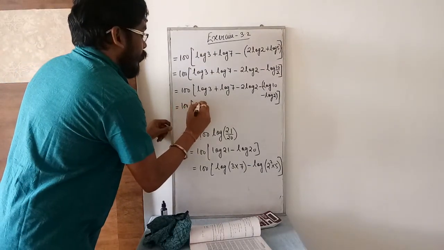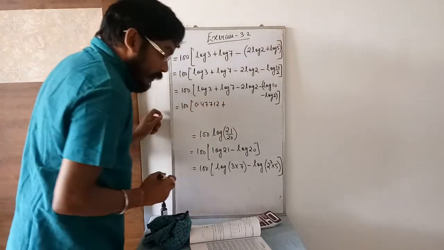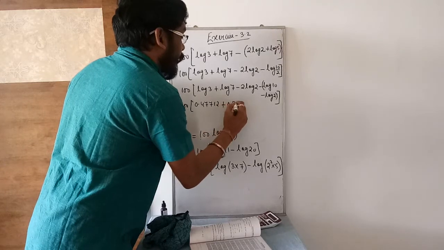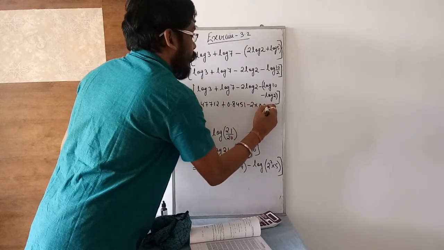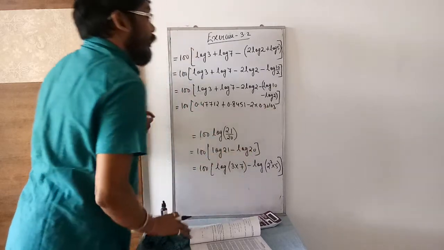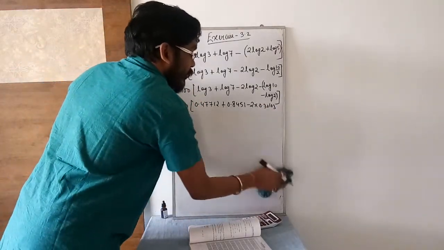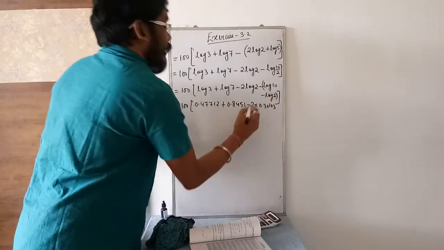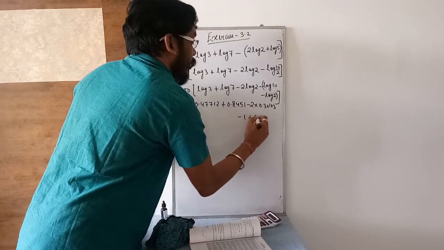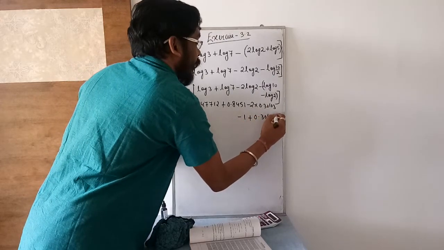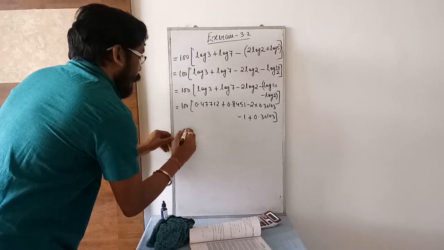Now I will go on putting in the values. Log 3 value is 0.47712. Log 7 value is 0.8451. Log 2 value is 0.30103. Log 10 value is 1, because we are speaking of common logarithm, so base is 10. I will remove the bracket also: minus minus becomes plus, and log 2 value is 0.30103. So now we will go for the final calculation.